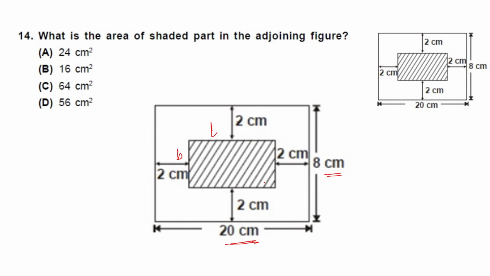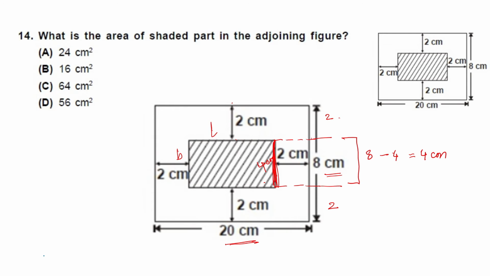Now we know that this distance is 2 centimeter. So if we extend this line, we know that this is 2 centimeter and so is this. So the remaining portion will be 8 minus 2 plus 2, which is 4 centimeter. So I know that this portion is equal to 4 cm. Now let me find the length.